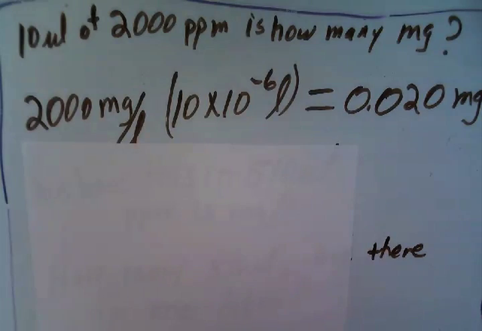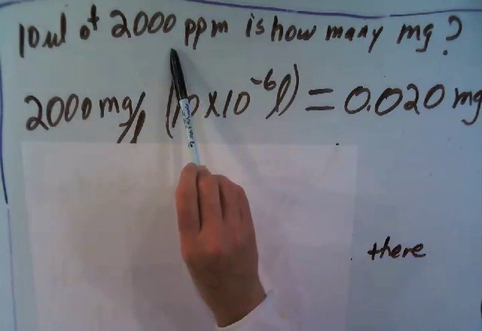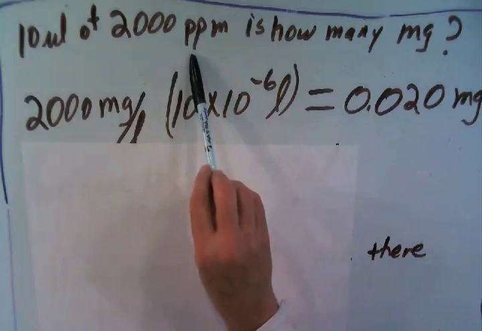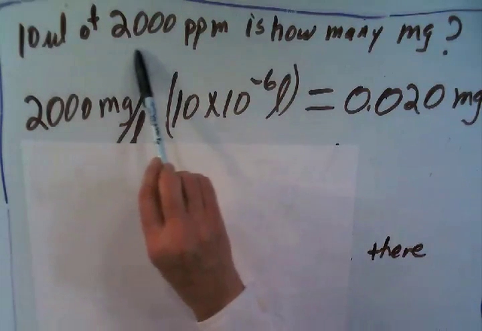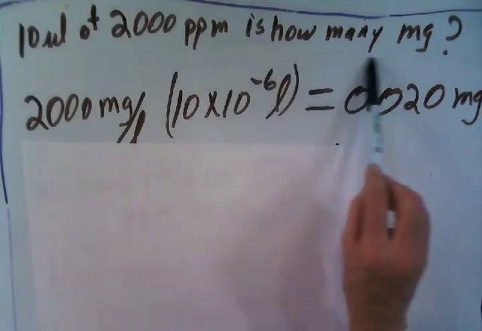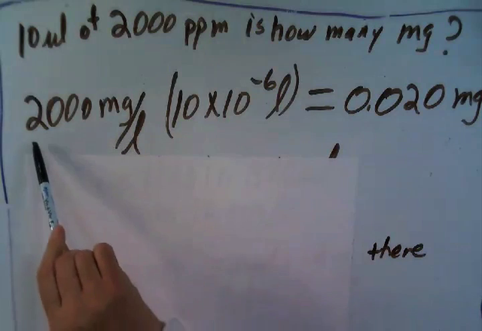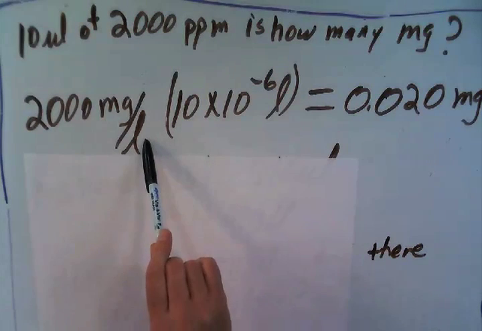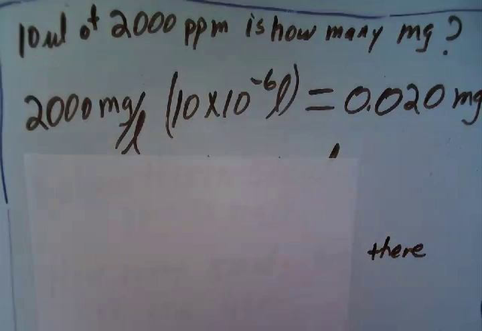We're taking 10 microliters of 2,000 parts per million, and we're adding it to 500 microliters. 10 microliters of 2,000 parts per million is how many milligrams? Okay, remember that parts per million is milligrams per liter. So the concentration is 2,000 milligrams per liter. We have 10 times 10 to the minus 6 liters.